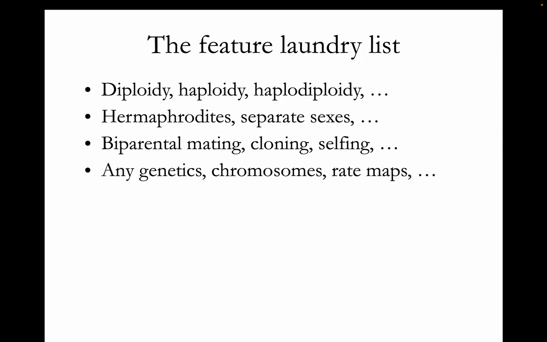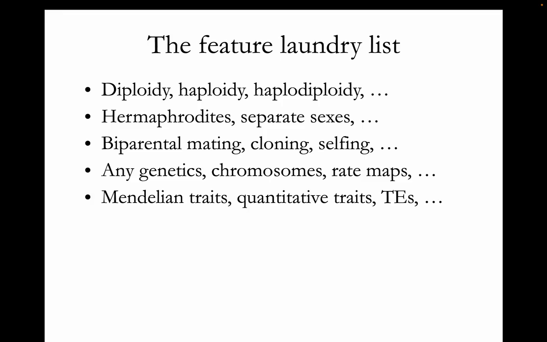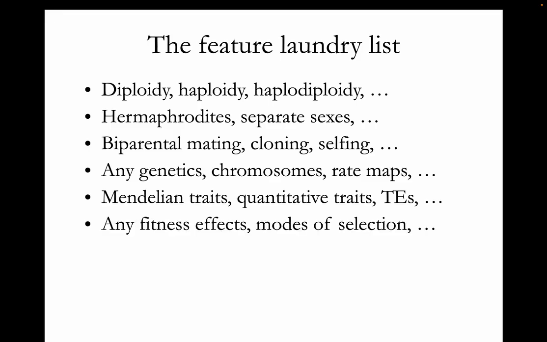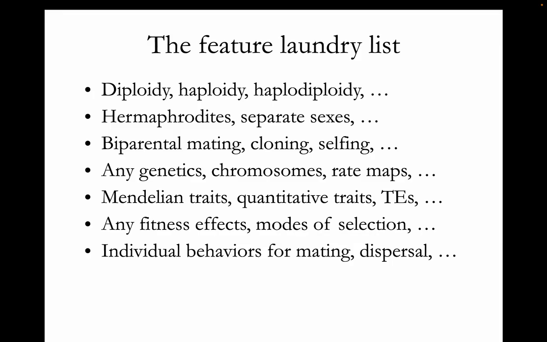You can have more or less any genetics, including multiple chromosomes, rate maps for recombination and mutation, and onward, including not only Mendelian traits but also quantitative traits and genomic entities like transposable elements. You can model pretty much any fitness effects or modes of selection that you want, so not just selection coefficients, but also selection on phenotypes like stabilizing selection or frequency-dependent selection. Particularly in non-WF models, an individual's genetics, resources, or experiences can influence its behaviors, like mating and dispersal.